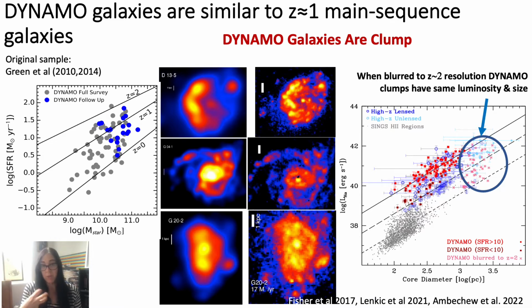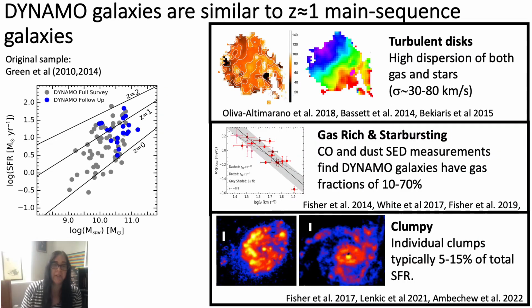But when we take those blurred maps and we remeasure the sizes and luminosities, they basically are the same as the unlensed galaxies. And so what this is telling us is that if you look at a DYNAMO galaxy with the same resolution and sensitivity as you do a redshift 1 galaxy, they have basically the same properties down to the clump scale. We have a number of things, and this is not all.